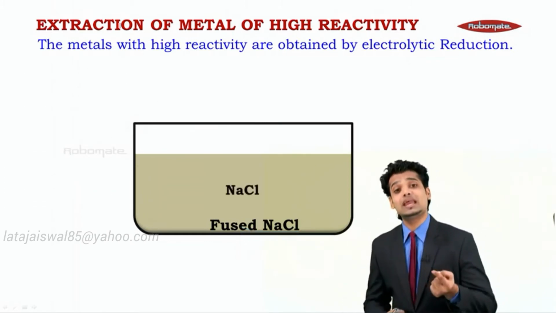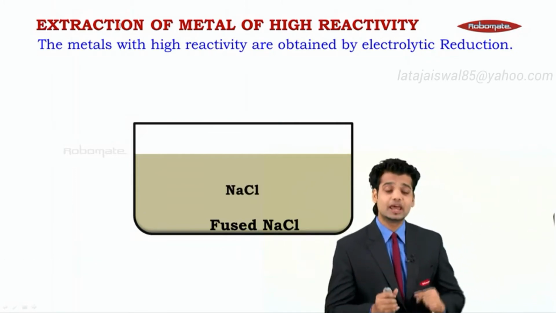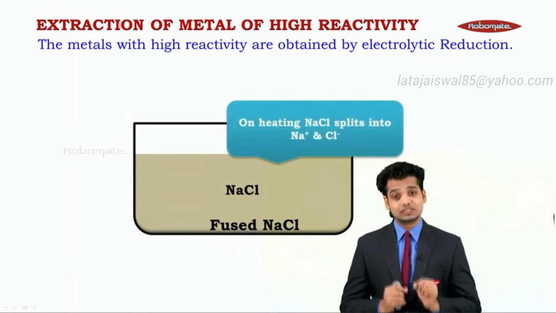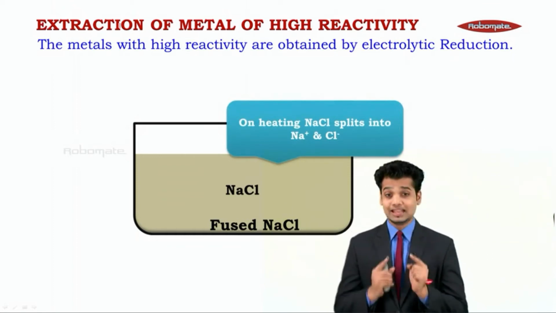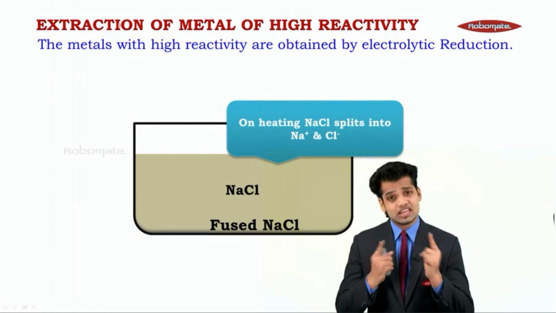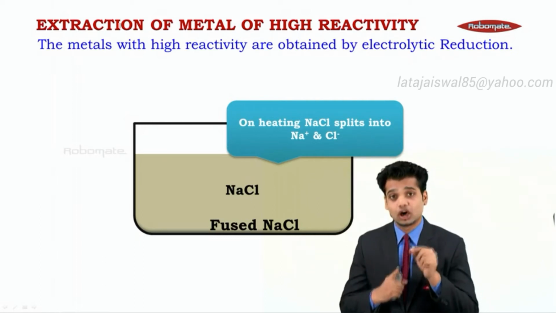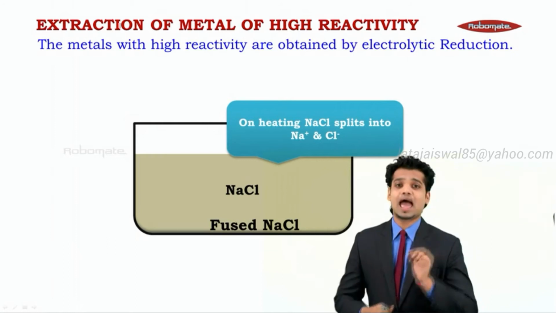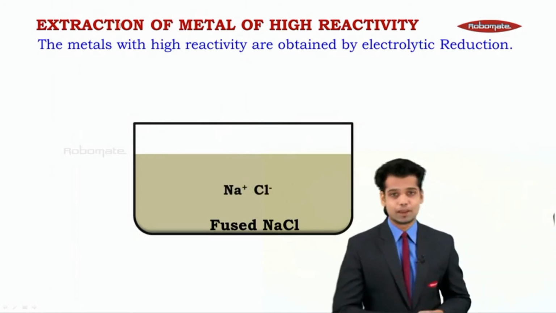What happens when the electrolyte is molten? NaCl from the solid state in the molten state converts itself into Na+ and Cl-. Like I said, Na and Cl do not require each other. They are together only because of the positive and negative charge. So it splits up as Na+ and Cl-.